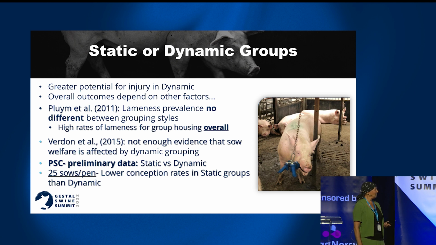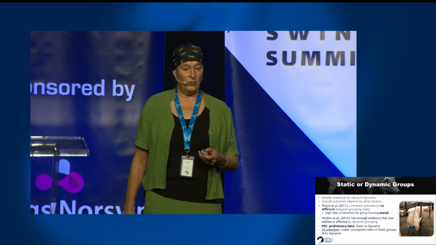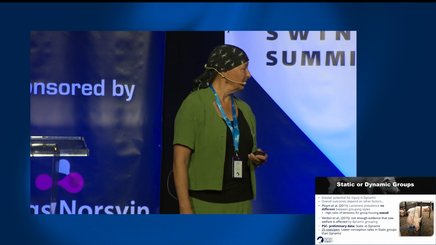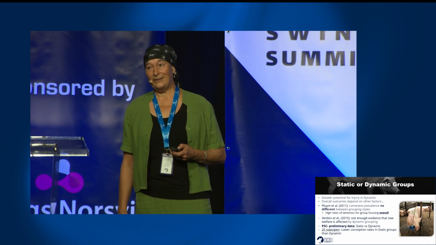A study by Payam on lameness prevalence found no difference between the two different grouping styles. Basically, their observation was that there are higher levels of lameness in group housing overall, independent of the grouping system. Megan Verdon in Australia concluded that there was not enough evidence to show that sow welfare was affected by dynamic grouping. So again, inconclusive.